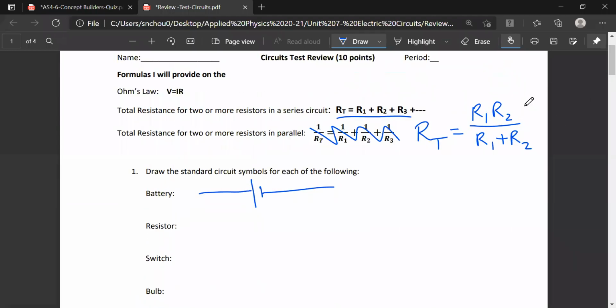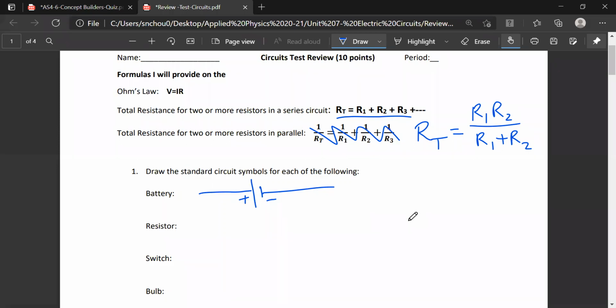So just because I started recording, here's the formula that I'm going to give instead of that for the total resistance in parallel. The battery symbol looks like that. Make sure you know that the longer line is the positive terminal, the shorter is the negative one. And the current always flows from the positive to the negative, right? So if you were to draw the current in a circuit, it would flow away from the positive and towards the negative in a loop.